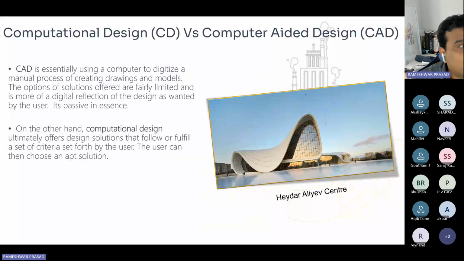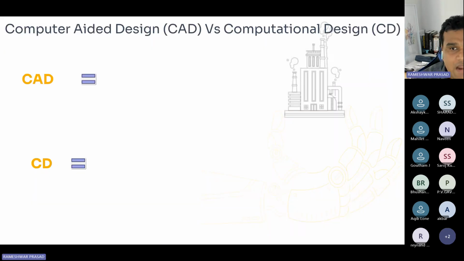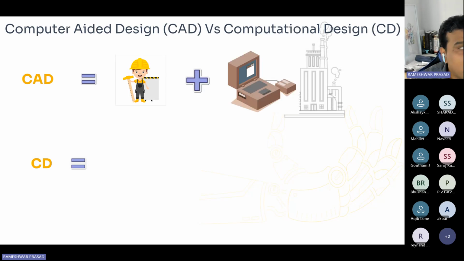While in computational design, you put in a certain amount of logic so that the computer is able to think by itself and judge by itself. That enables the computer to come up with a plethora of solutions. Now, if you say CAD, what is it? It is basically human intervention plus a PC, hardware and software, that enables whatever idea has been conceived in the human mind to be given a digital life.